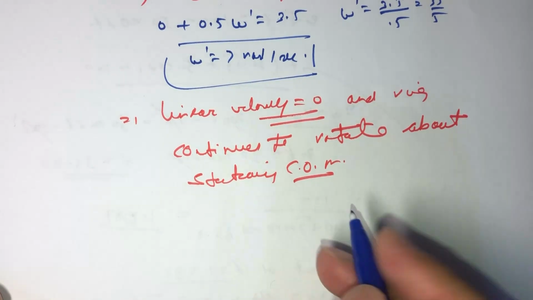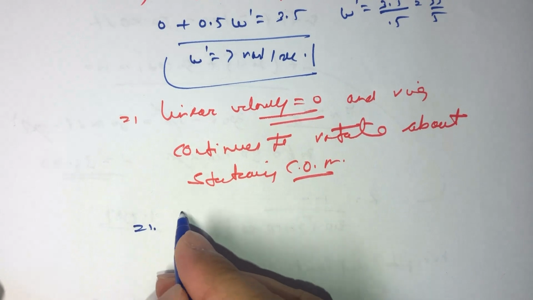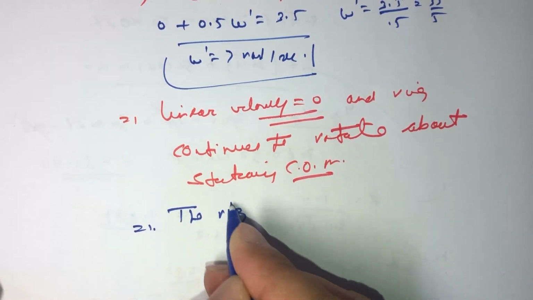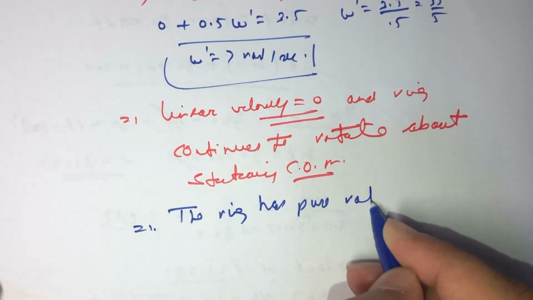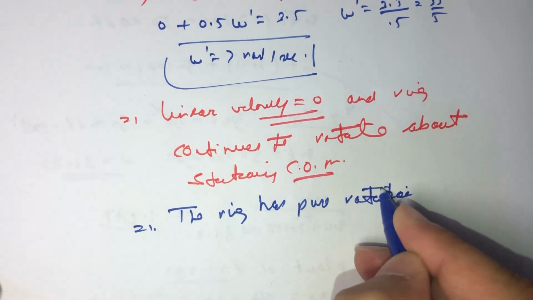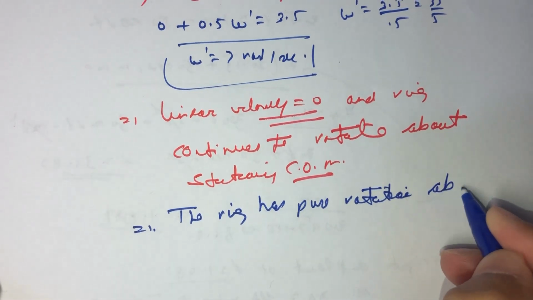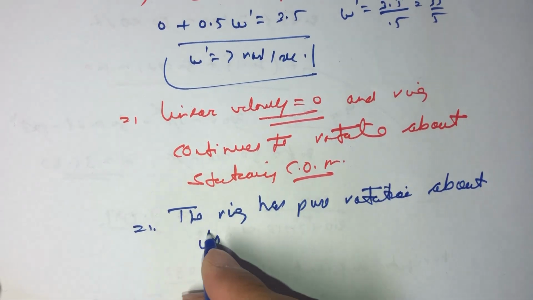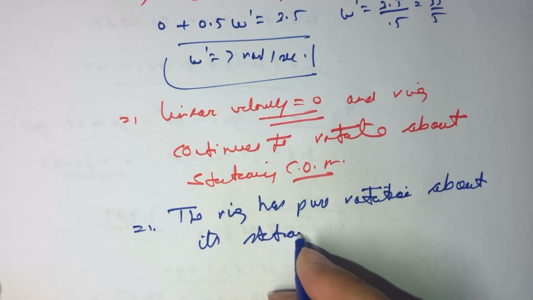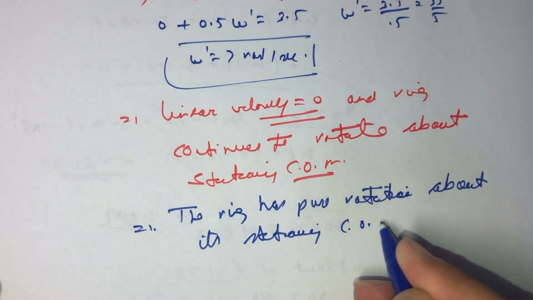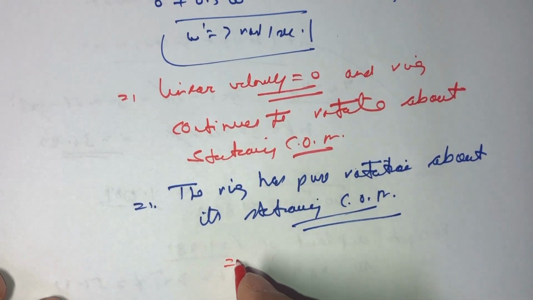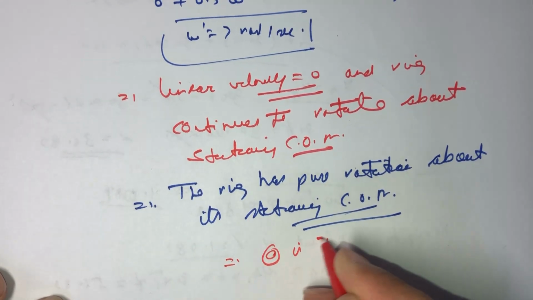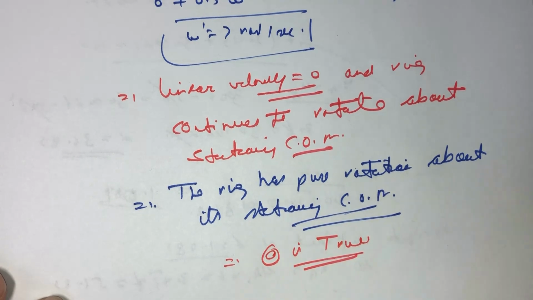So from here we can say that the ring has pure rotation about its stationary center of mass. Therefore, statement A is true.